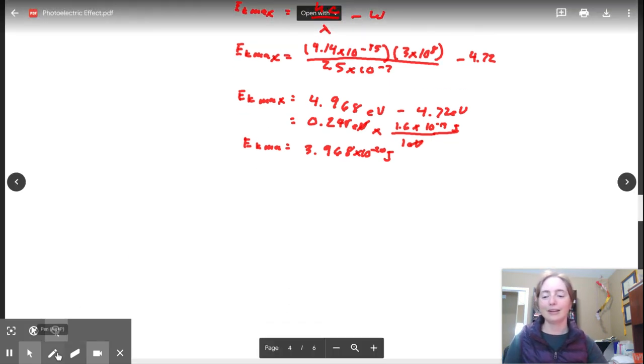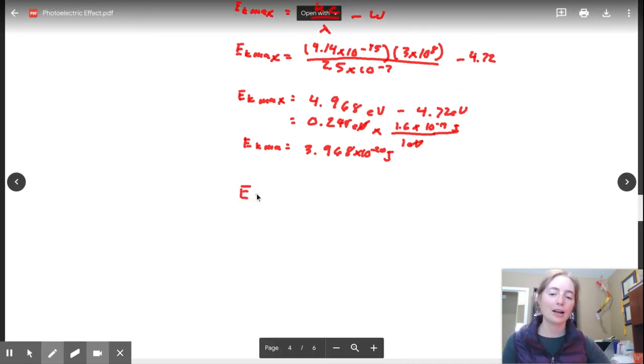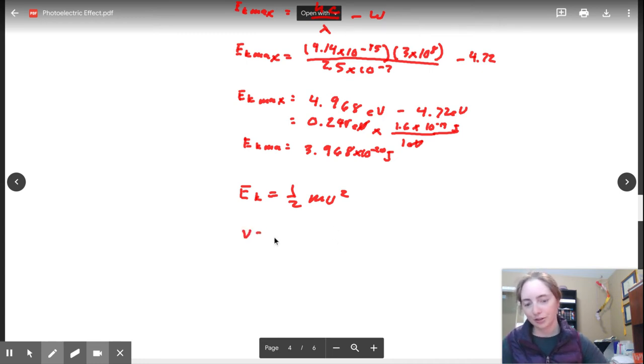So, ladies and gentlemen, now I can take my EK as equal to 1/2 mv squared. I can then rearrange this equation to my v is equal to 2EK divided by m, root the lot. I assume you guys can figure out how to rearrange that equation. We've been doing this since grade 10.